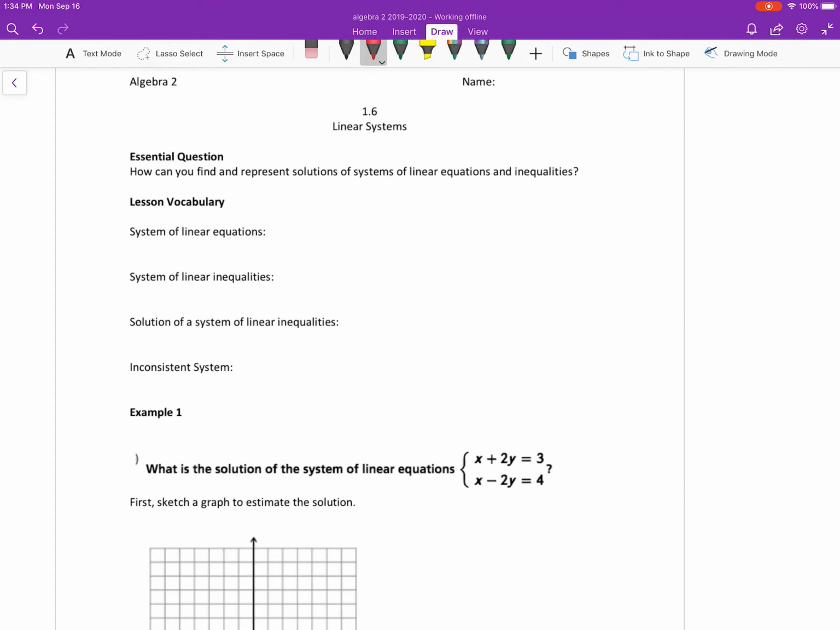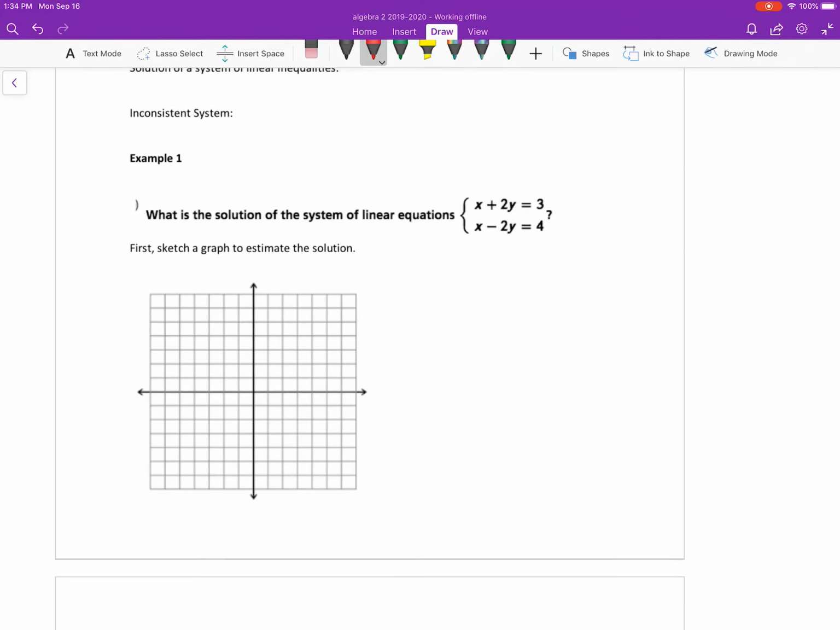So, here we go. First thing we're going to look at is, what is the solution to the system of this set of linear equations? And to do that, we want to put each equation in the form of y equals mx plus b in order to graph these. So we would have, for the first equation, x plus 2y equals 3. We would have 2y equals negative x plus 3, and y equals negative 1/2 x plus 3/2.